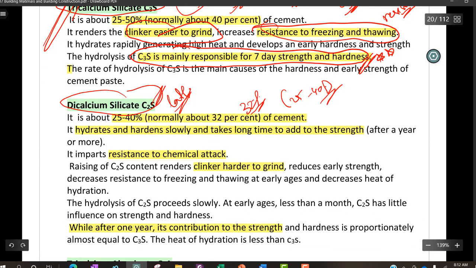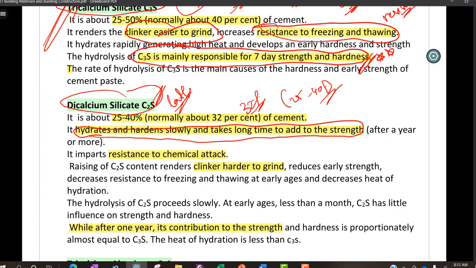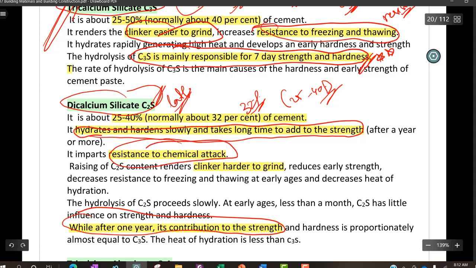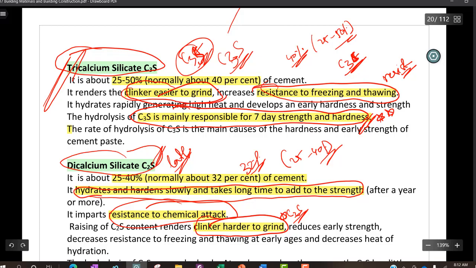Remember, it hydrates very slowly. So it hydrates and hardens slowly and takes a long time to add the strength. So the final strength of your cement is because of dicalcium silicate. After 1 year, whatever strength comes, it's basically because of this dicalcium silicate. Okay, so it also imparts resistance to chemical attacks, but it renders clinker hard to grind. So what is C2S doing? It makes clinker hard to grind, whereas C3S is making clinker easy to grind.